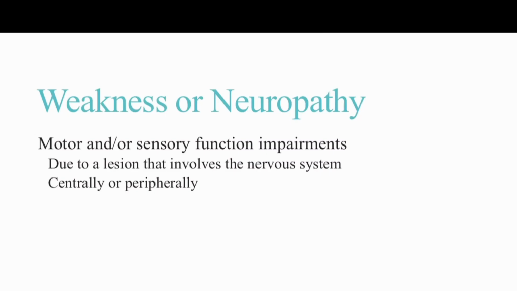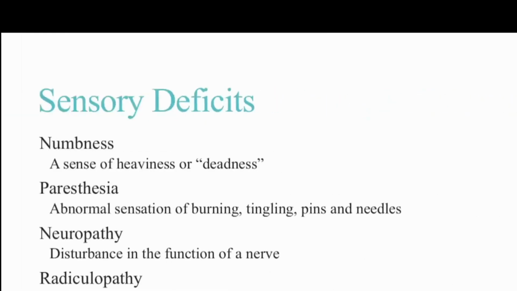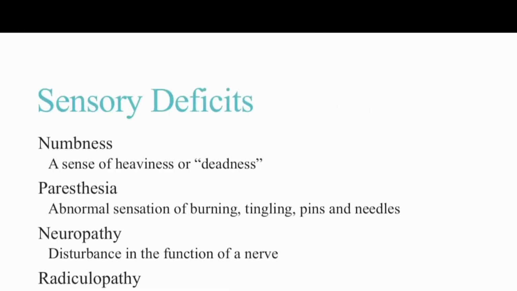Again, it's a lesion that involves the nervous system. It could happen centrally or peripherally. A definition you'll be using: numbness is a feeling of heaviness or deadness. We'll get to certain things later on with neuropathies, where arms go numb, or you call it falling asleep. Paresthesias are abnormal sensations of burning, tingling, pins and needles.